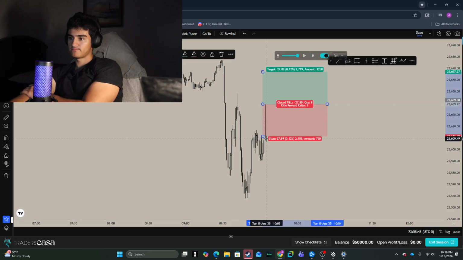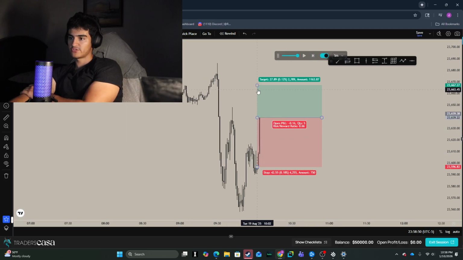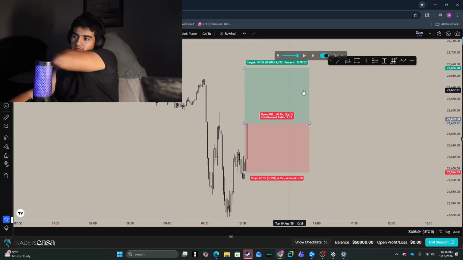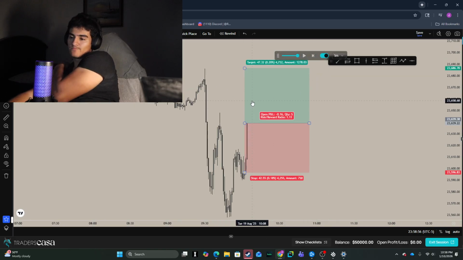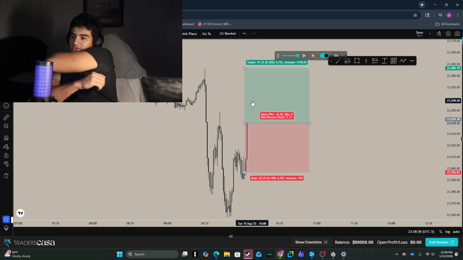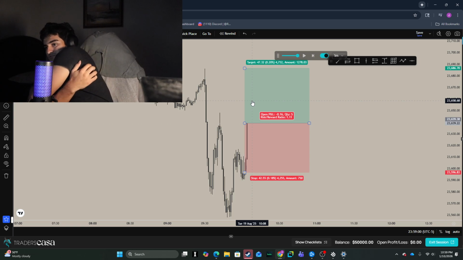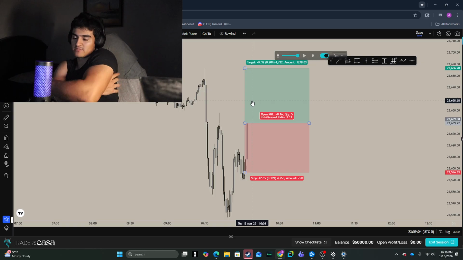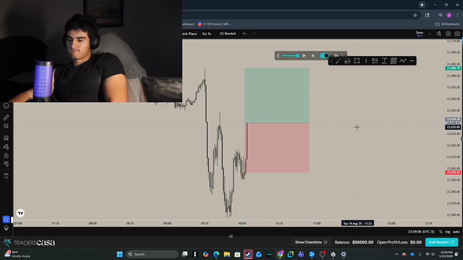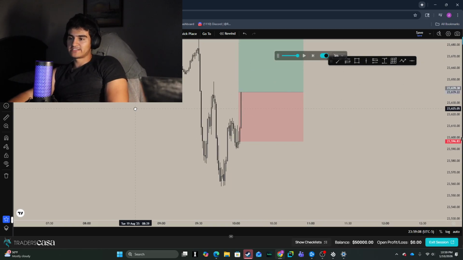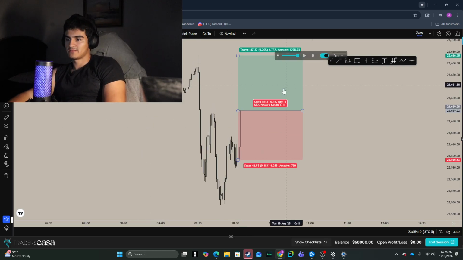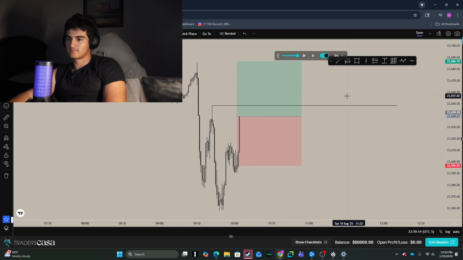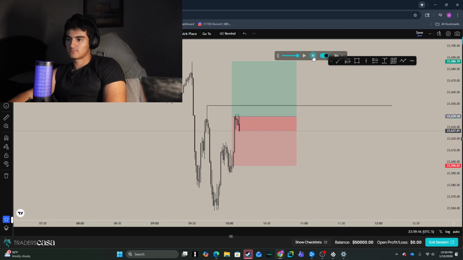I would take this. I would take that long. 42 points to 47. This could either go 2 ways. We could either go down immediately or have a nice displacement up. But this looks like a nice long setup. Break even right here.